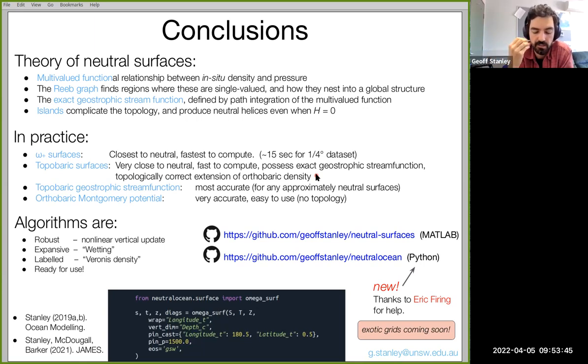In the past, Rolland Assouka made orthobaric density, and he tried to extend it to have some geographic dependence, say by splitting the hemispheres and considering the southern and northern hemispheres separately.